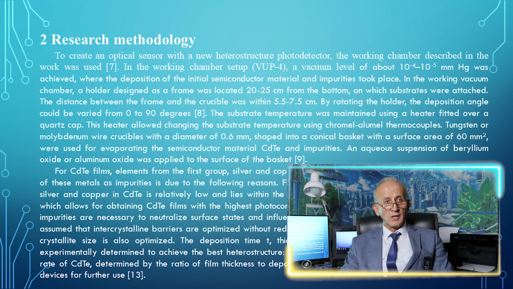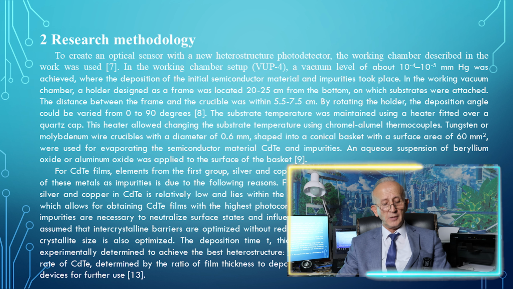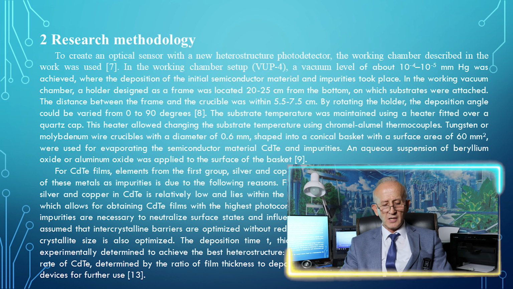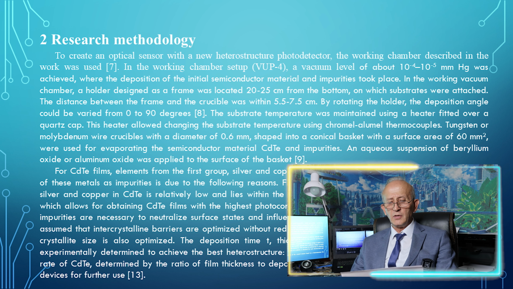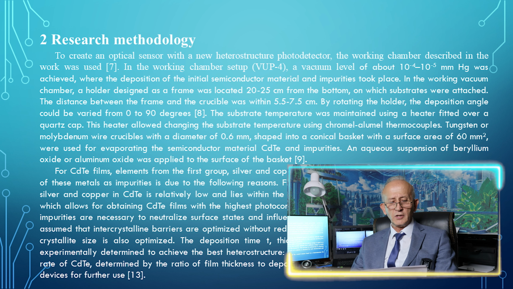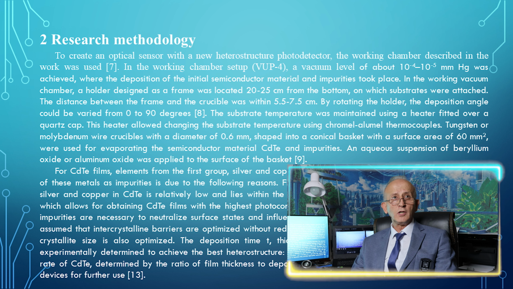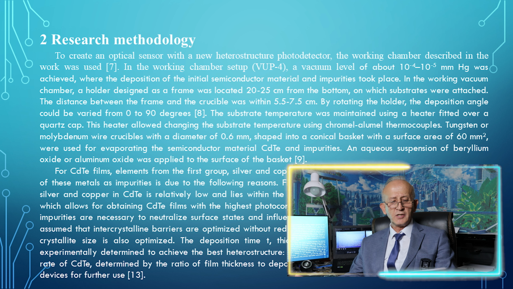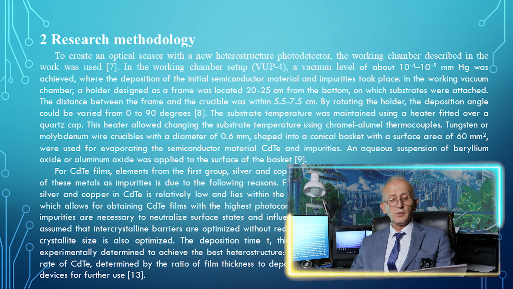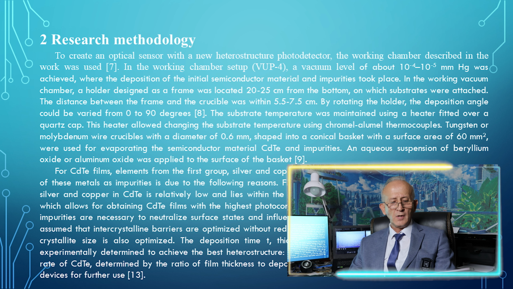For cadmium tellurium films, elements from the first group, silver and copper, were chosen as doping impurities. The selection of the metals as impurities is due to the following reasons. Firstly, the optimal diffusion doping temperature of silver and copper in cadmium tellurium is relatively low and lies within the substrate temperature range of 80 to 300 Celsius, which allows for obtaining cadmium tellurium films with the highest photoconductivity and stable characteristics. Secondly, these impurities are necessary to neutralize surface states and influence the barrier between crystallites.